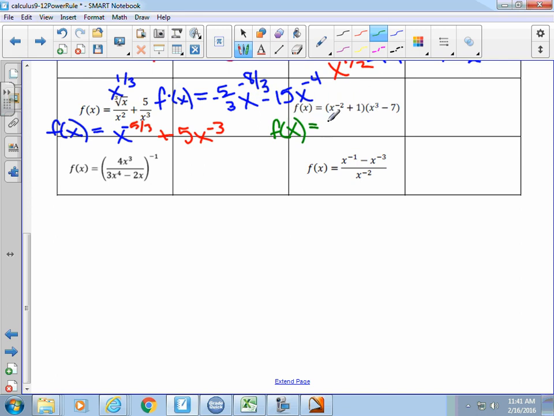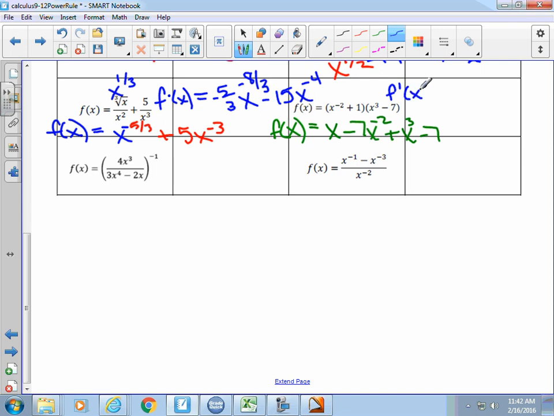Adding. You add the exponents. So x to the negative 2 times x to the 3 is x. Hey, if you've forgotten these properties, where could you find them? The property sheet. You have a properties of exponents note card, don't you? Google. Always trust Google. Minus 7x to the negative 2 plus x cubed minus 7. Okay, any questions about how I got that part?